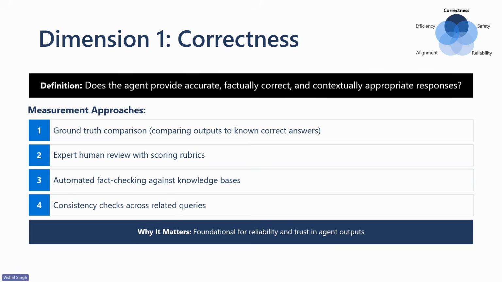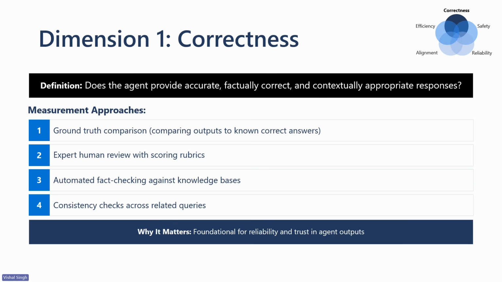So how do we measure this particular aspect of an agent? We should start with ground truth comparison, comparing the outputs to the known correct answers. Number two, having an expert human reviewer. That could be your business stakeholder or the ones who have been driving your EDD document, who are defining the requirements for your agent.